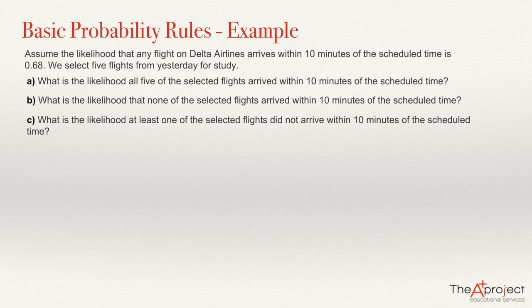With the information we have, I can separate here several events that are independent. It would be reasonable to think that the fact that the first flight arrived within 10 minutes of the scheduled time is independent of the event that the second or the third or the fourth or the fifth flight arrived within 10 minutes of the scheduled time. So I noted that there are here 5 events that can be considered independent.